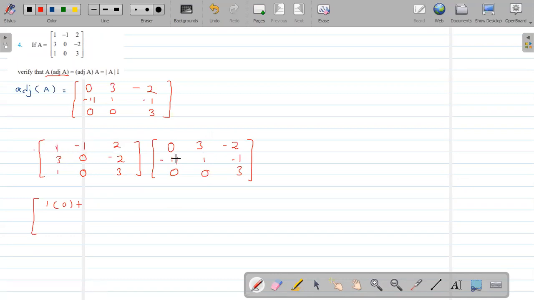Yes, sir. -1 multiplied by -11. So -1 multiplied by -11, plus 2 multiplied by 0. Okay, till here it's fine? Yes, it's fine. Similarly, 1 multiplied by 3, -1 multiplied by 1, plus. Remember, there is always a plus sign between these multiplications. And last but not the least is 2 multiplied by 0.